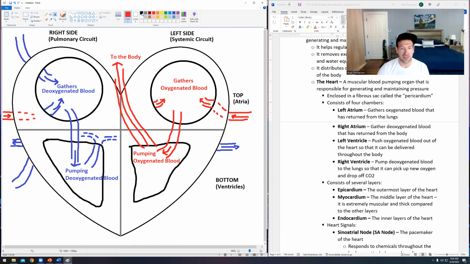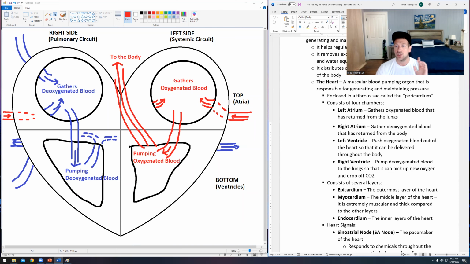So we'll go ahead and put that down here. We'll say our left ventricle, right over here, pushes oxygenated blood out of the heart so that it can be delivered throughout the body. The right ventricle pumps deoxygenated blood over to the lungs so that it can pick up oxygen and drop off its CO2. So both ventricles are going to eject blood out of the heart whenever the heart squeezes. The right ventricle goes to the lungs a couple inches away, and the left ventricle has to pump it throughout your entire body.